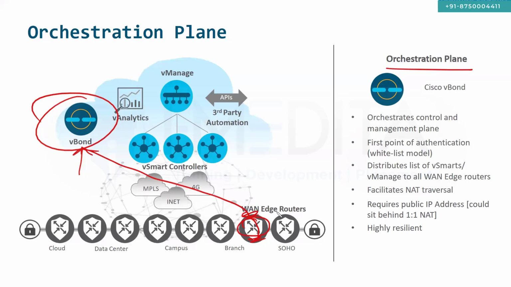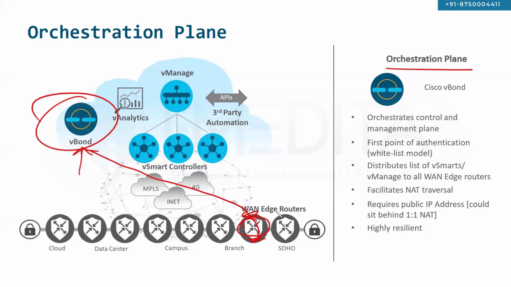So configuring one-on-one NAT is really important. Now, is there any specific port number to communicate from the branch to vBond? Why? Because some organizations may have firewalls in between.